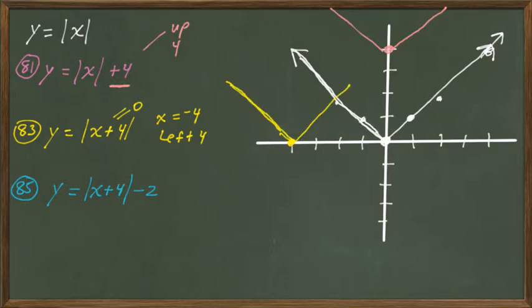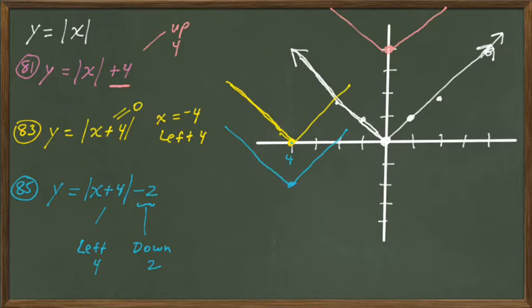Now, what happens here is, on the last one, 85, that again means to the left 4, but this right here means not up, it means down 2, right? So I want to move to the left 4, which is here, and then down 2. And there's 85.